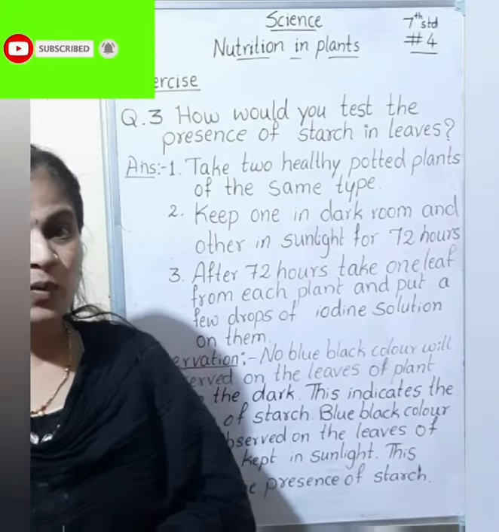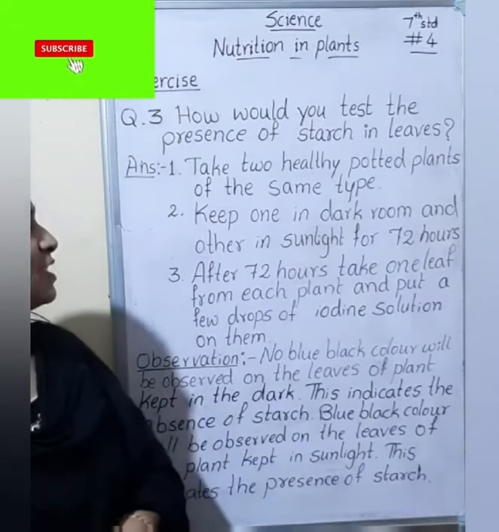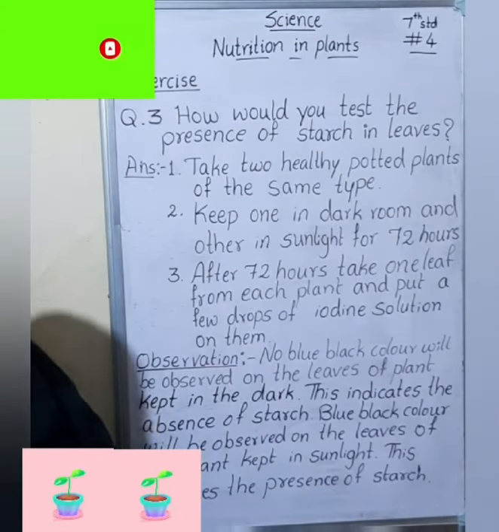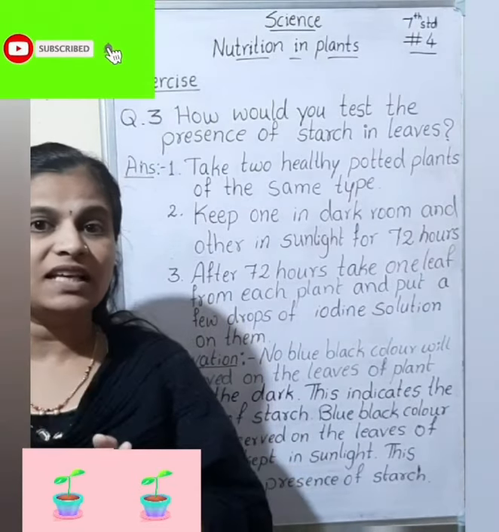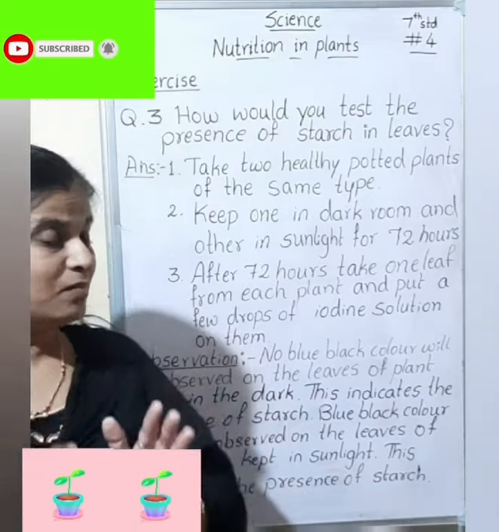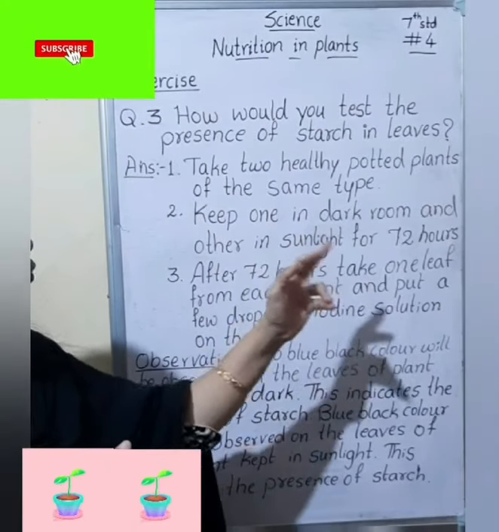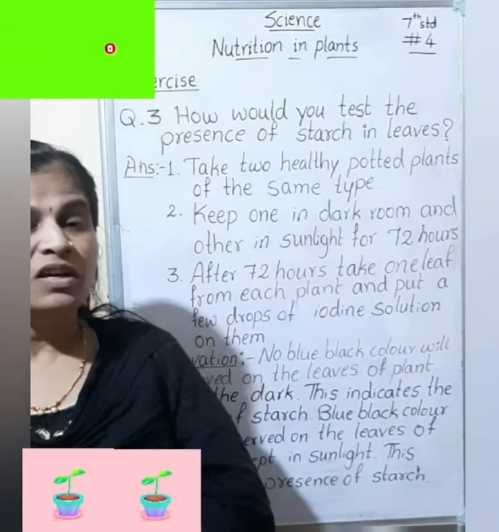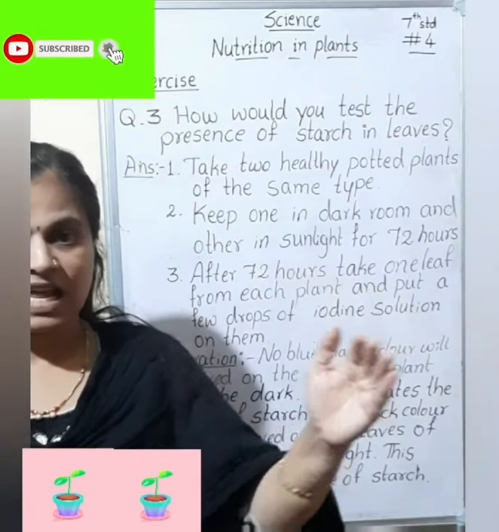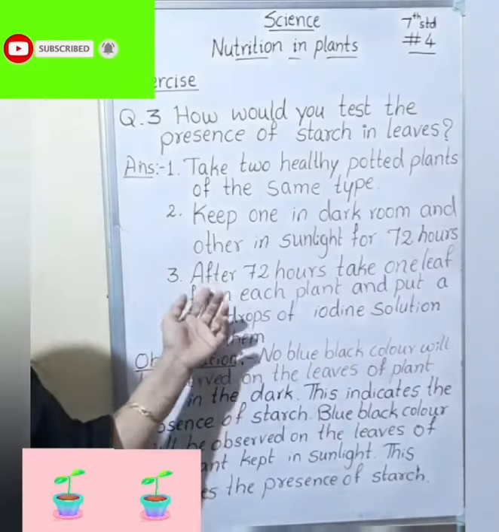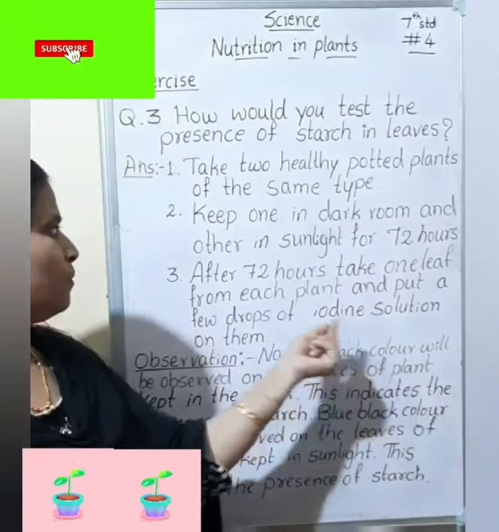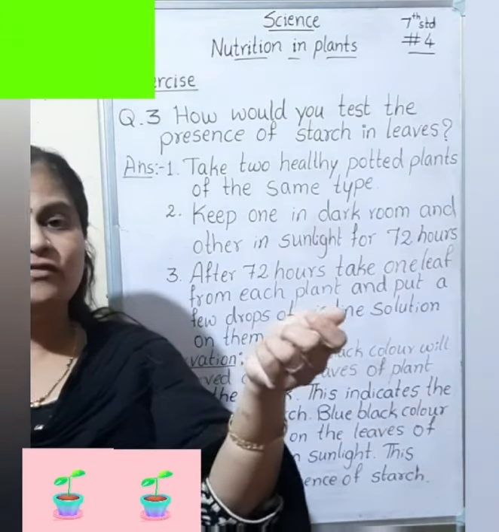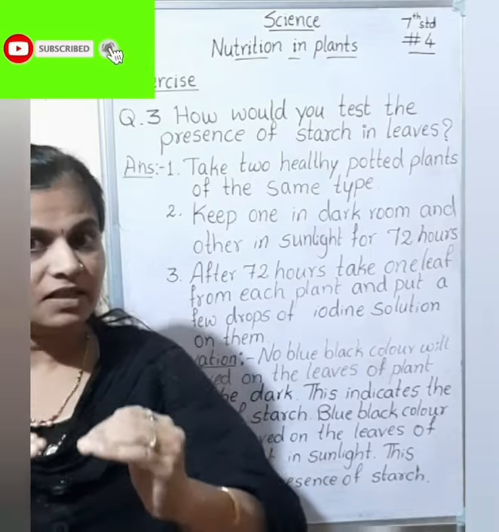So let's move on to the third question, that is, how would you test the presence of starch in leaves? Let's see the answer. Take 2 healthy potted plants of the same type. Keep one in a dark room and the other in sunlight for 72 hours. After 72 hours, take 1 leaf from each plant and put a few drops of iodine solution on them. So 1 leaf from each plant has to be taken after 72 hours.